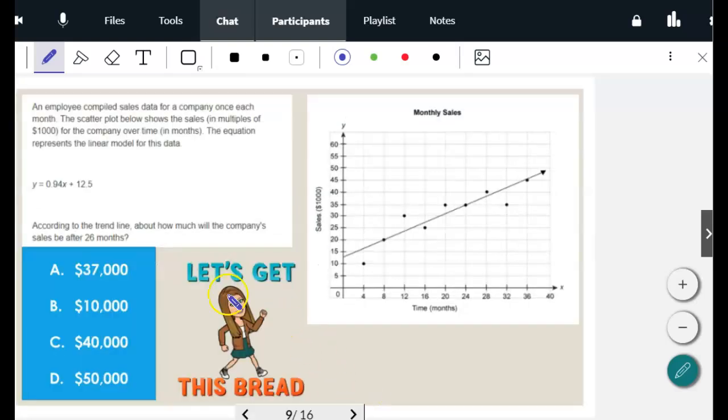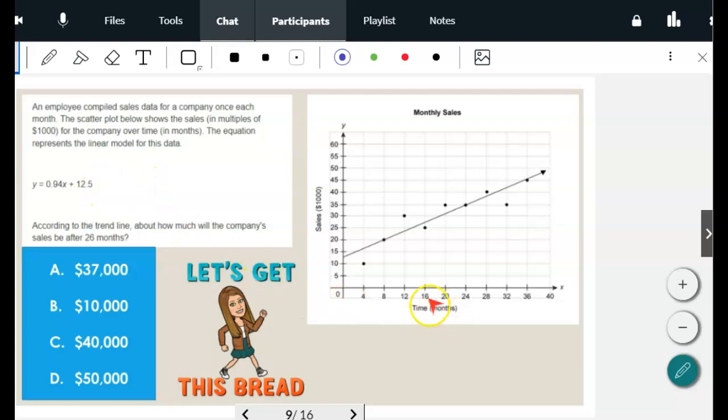Next, all right, so let's see. An employee compiled sales data for a company once each month. The scatter plot shows the sales in multiples of $1,000 for the company over time in months. The equation represents the linear model for this data.